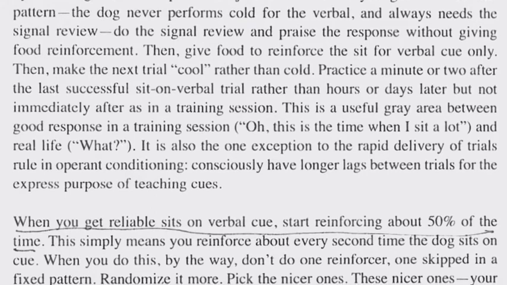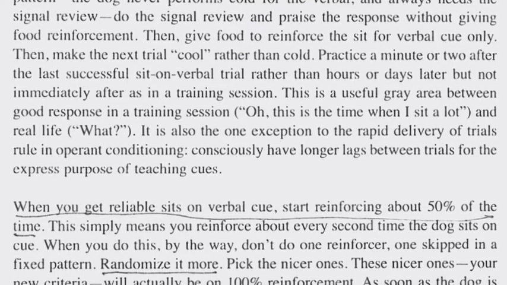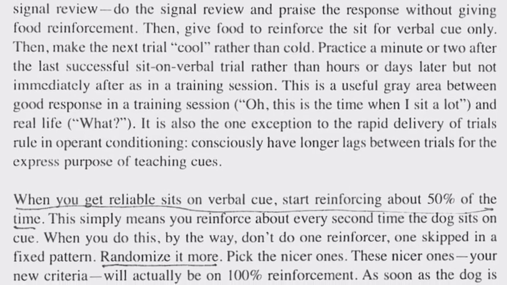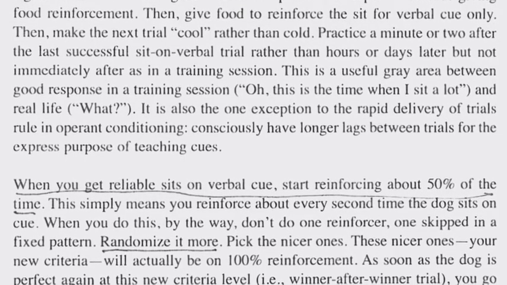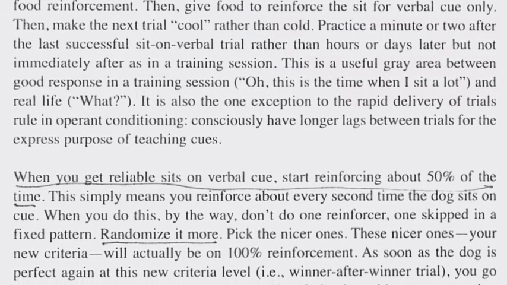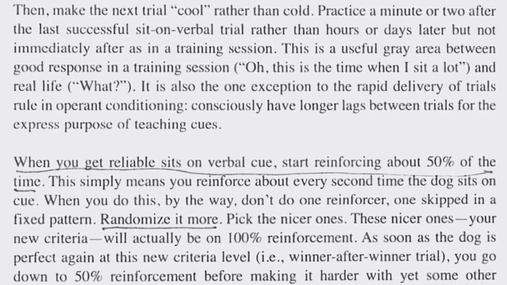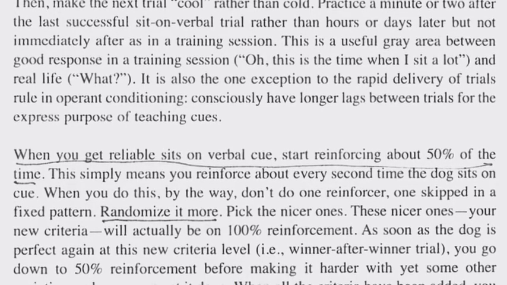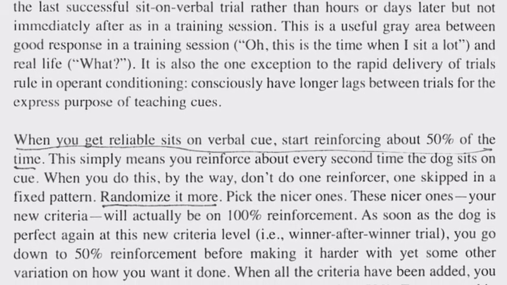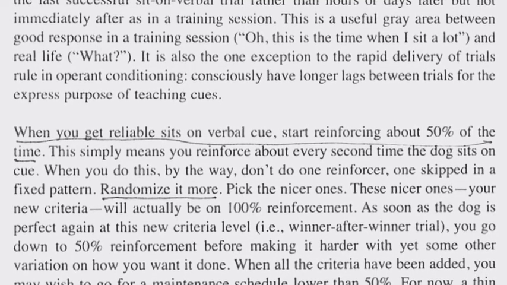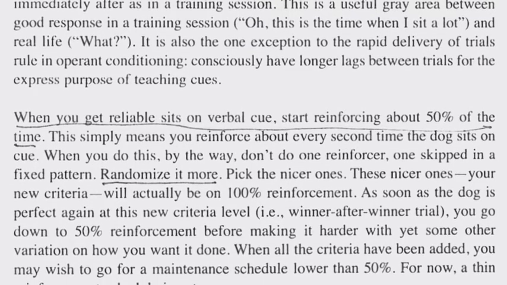Consciously have longer lags between trials for the express purpose of teaching cues. When you get reliable sits on verbal cue, start reinforcing about 50% of the time. This simply means you reinforce about every second time the dog sits on cue. When you do this, by the way, don't do one reinforcer, one skipped in a fixed pattern. Randomize it more. Pick the nicer ones. These nicer ones, your new criteria, will actually be on 100% reinforcement.